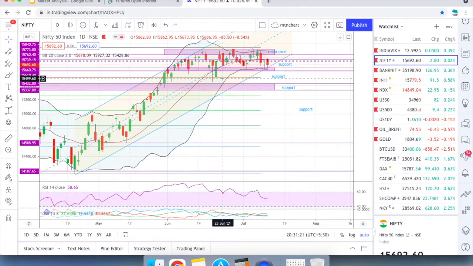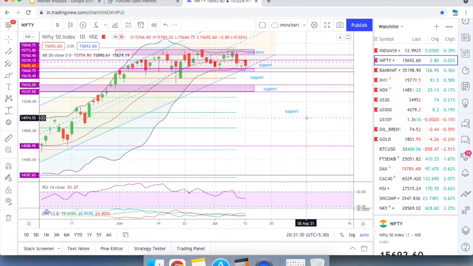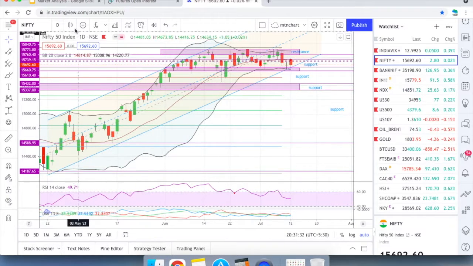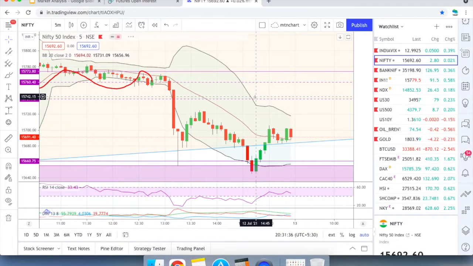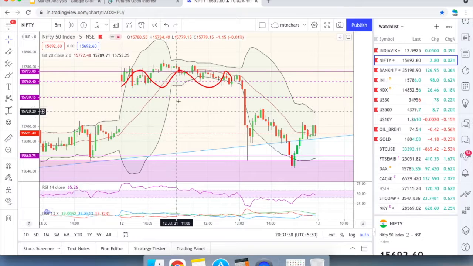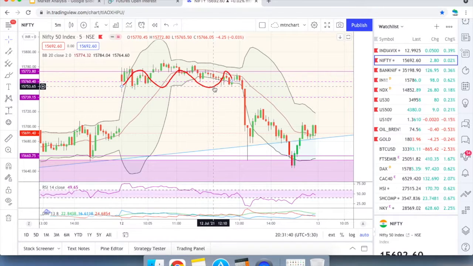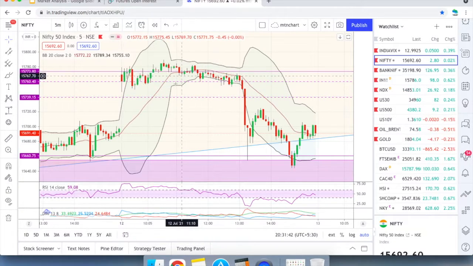So since June end, this is what was happening. You will move 100 points, 150, 200, and so that is the consolidation. But one thing that we have to keep in mind is that today also, in the lower 5 minutes time frame, if you see, this breakout could have been caught.